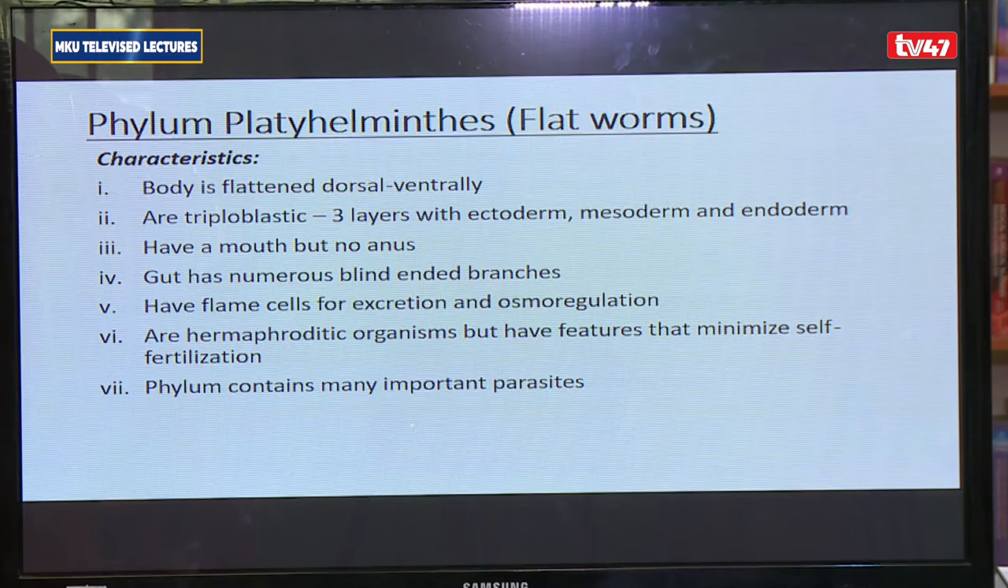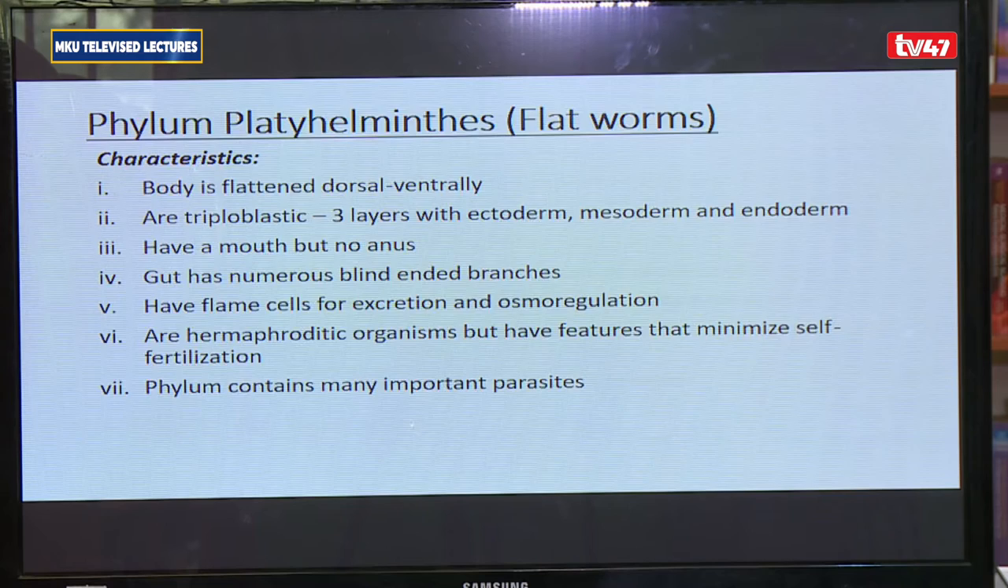They tend to be hermaphroditic, meaning every flatworm you come across has both male and female reproductive structures, so it can reproduce on its own. However, they have mechanisms to minimize self-fertilization from taking place. Most organisms in this particular phylum tend to be parasites.